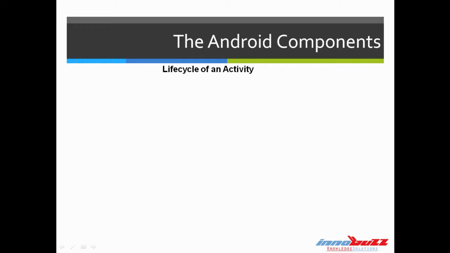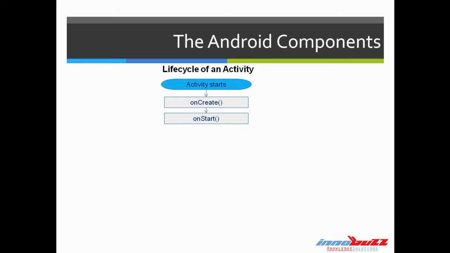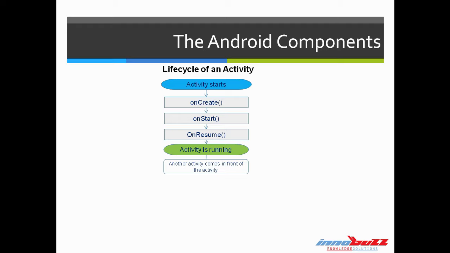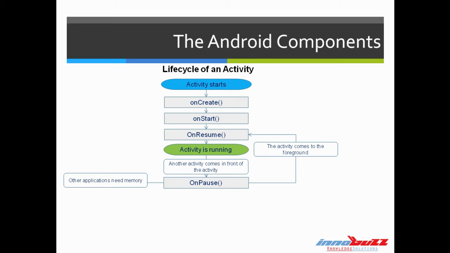Lifecycle of an activity. The activity starts. The onCreate method is called. After that, the onStart method is called. Then the onResume method is called whenever the UI comes to the foreground. The activity is running, and when another activity comes in front of the activity, the onPause method is called. And again, when the activity comes to the foreground, the onResume method is called.